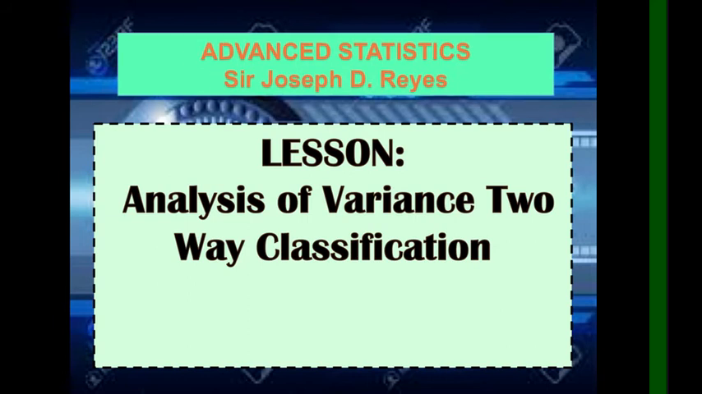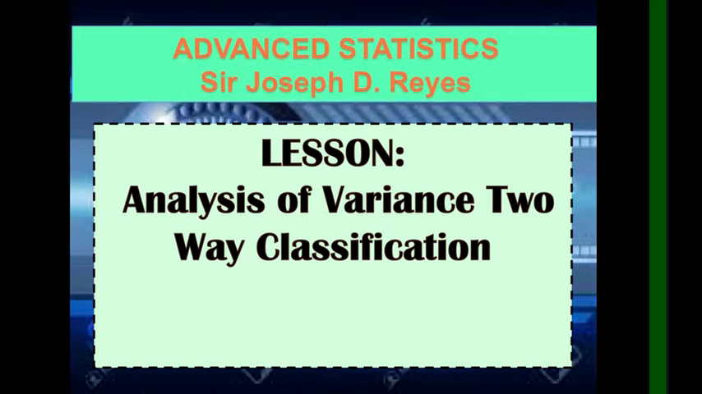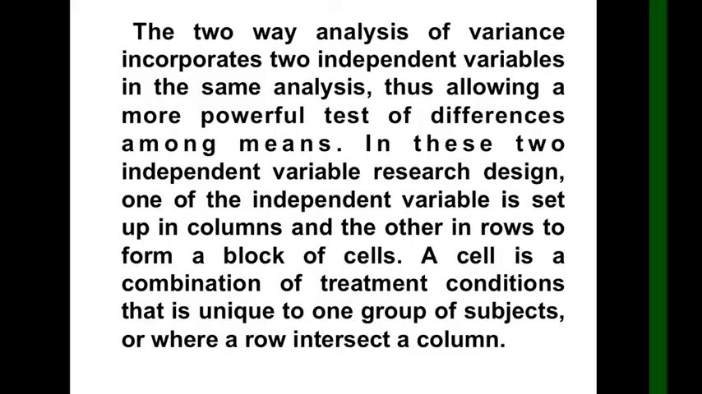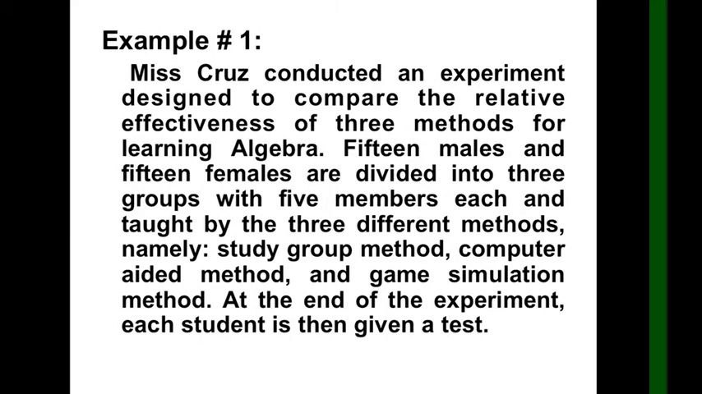And now, let's proceed to our main topic for today, which is all about analysis of variance, two-way classification. The two-way analysis of variance incorporates two independent variables in the same analysis, thus allowing a more powerful test of differences among means. In this two independent variable research design, one of the independent variables is set up in columns and the other in rows to form a block of cells. A cell is a combination of treatment conditions that is unique to one group of subjects, or where a row intersects a column.